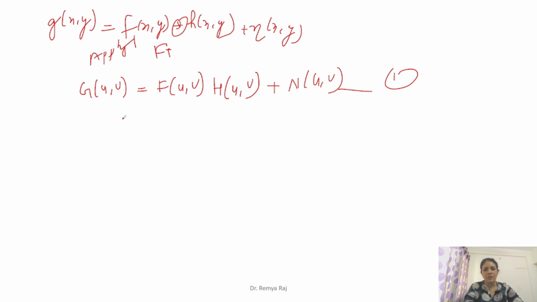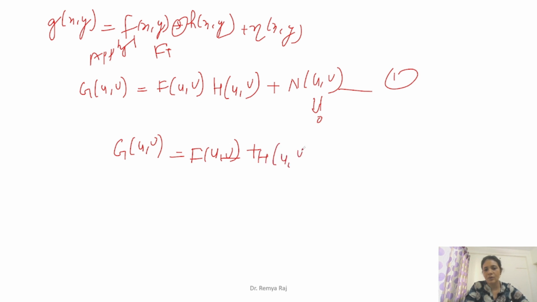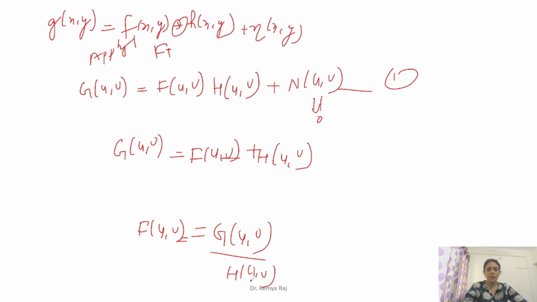Now we are assuming that the noise is equal to 0. When the noise is equal to 0, we can write G of u comma v as F of u comma v into H of u comma v, or else F of u comma v is equal to G of u comma v divided by H of u comma v. This is assuming the noise is equal to 0.